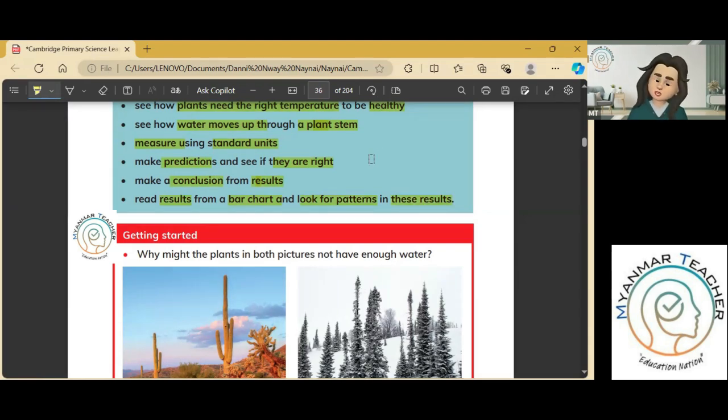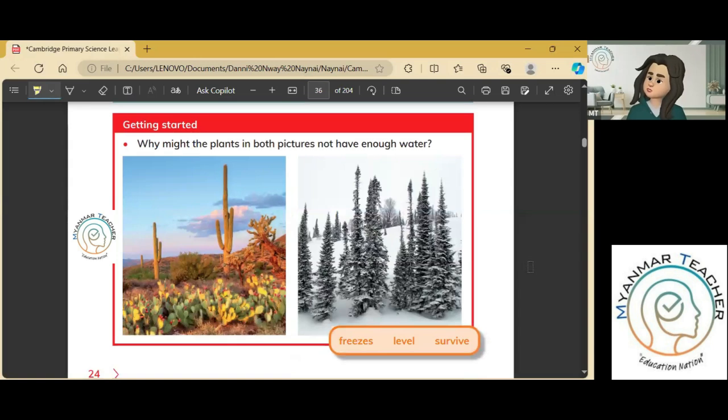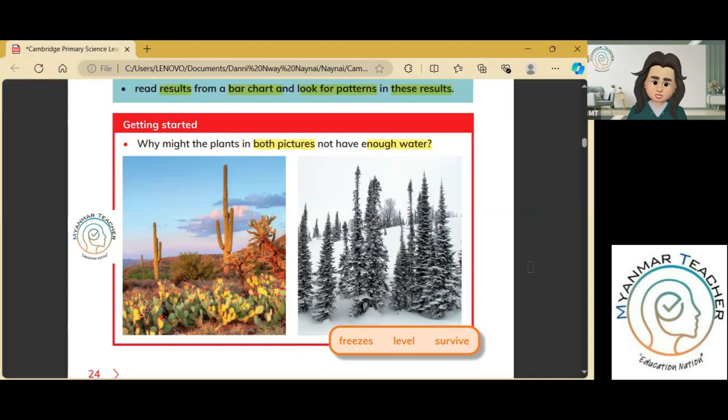Getting started. This is the question: why might plants in both pictures not have enough water? So we're going to look at the pictures. Some plants in both of these pictures might be short of water because in a hot environment like the picture on the left, there is very little water, and in a very cold environment like on the right, the water is all frozen, so the plant cannot absorb any water. The keywords are freezes, level, and survive.